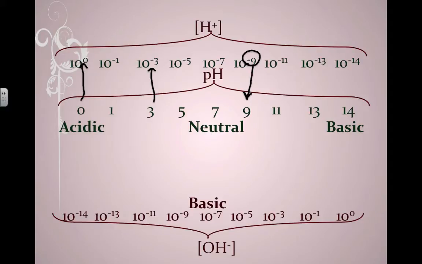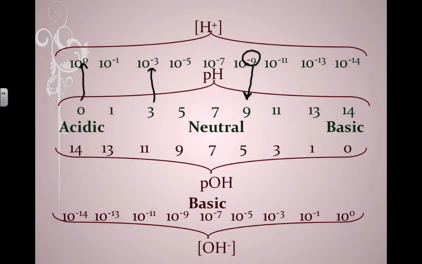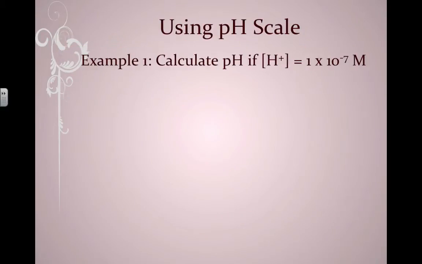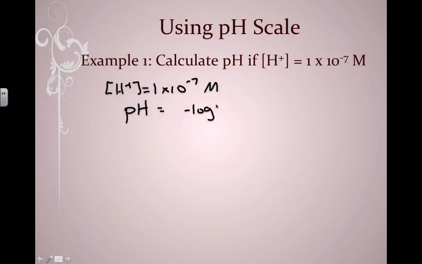For basic solutions, we would look at the concentration of hydroxide, so we have something called the pOH to measure hydroxide ion concentrations. When we're working with acids and bases, we're going to need to know how to change pH to pOH. So if we have hydrogen ion concentration equal to 1 × 10⁻⁷ molar, what we mean is the pH would be the negative log of that concentration. So we simply take the negative log of 1 × 10⁻⁷ in our calculators.